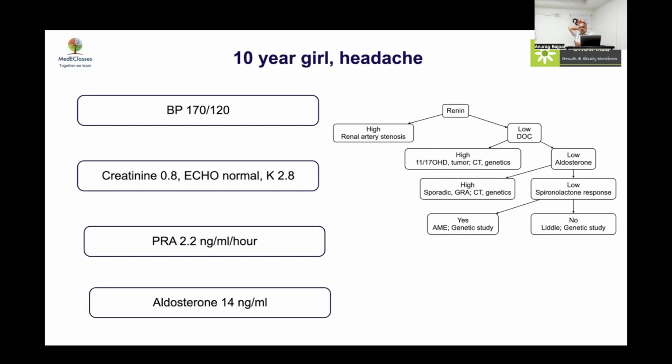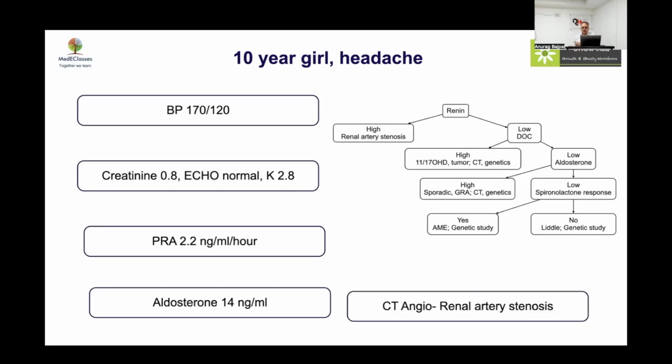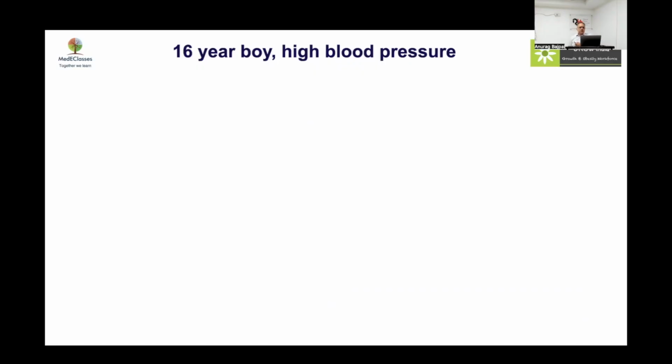Aldo is also 14. Do you think this is a primary aldosteronism or hyperreninism? I think it is renovascular hypertension. So what should be done? Should go for the ultrasound and Doppler. Okay, CT angio, ultrasound, Doppler, whatever is available. So this was a renal artery stenosis. So not everybody will have an endocrine pattern hypertension.